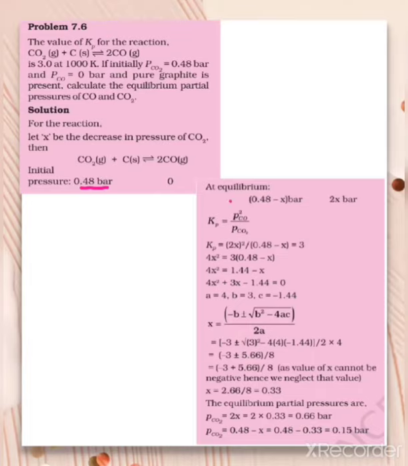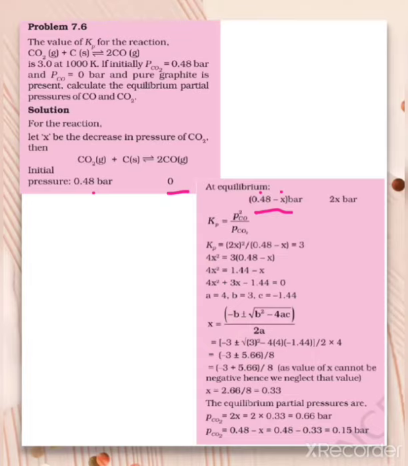Now at equilibrium condition, we know that when the reaction moves, the concentration of product increases but the concentration of reactant decreases. So let X amount of carbon dioxide pressure be decreased. Now at equilibrium, what will be the pressure? 0.48 is the initial pressure. Let X pressure be reduced. So how much will be remaining here? That is 0.48 minus X.